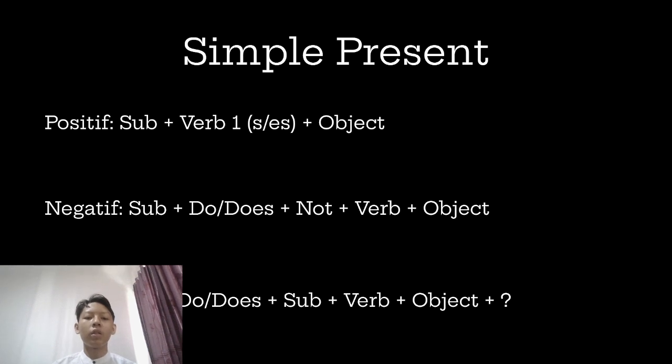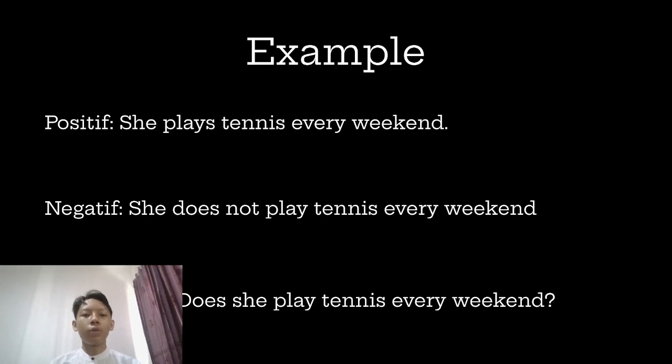And for the interrogative, first there is do or does, the second is subject, the third is verb one, and the last is object. Okay, so for the example of the sentence, first you can see in the positive: she is the subject, play is the verb, and the last is the object or the complement.